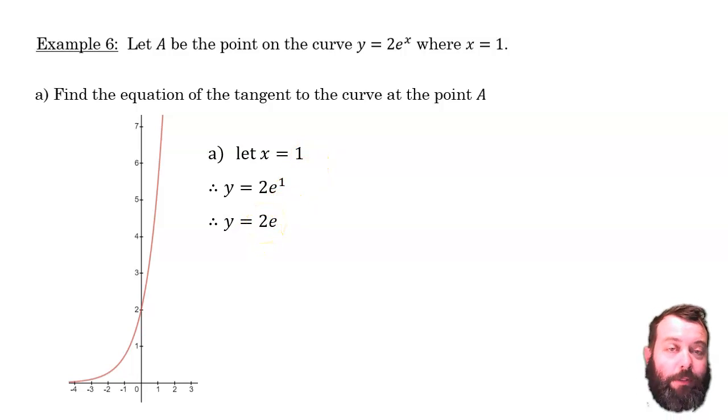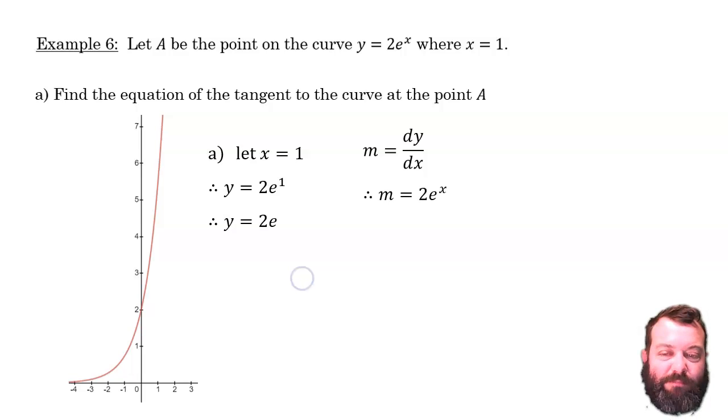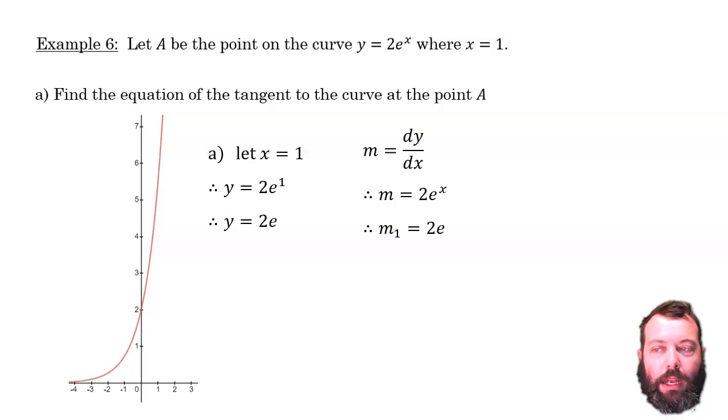To find the gradient, I'm going to differentiate the function and substitute x in. So the derivative of 2e to the x is 2e to the x. Okay, nice and easy. Now I substitute x equals 1 into that. So remember, I substitute the x-coordinate into the function to find the y-coordinate, and into the derivative to find the gradient. In this case, the function and its derivative are the same. So the gradient is 2e.